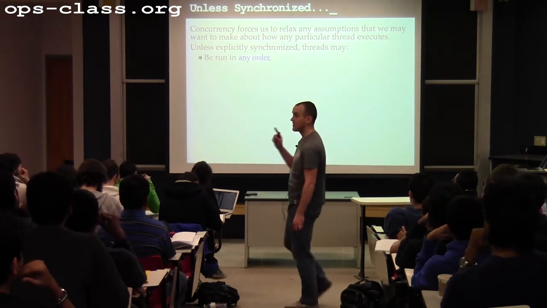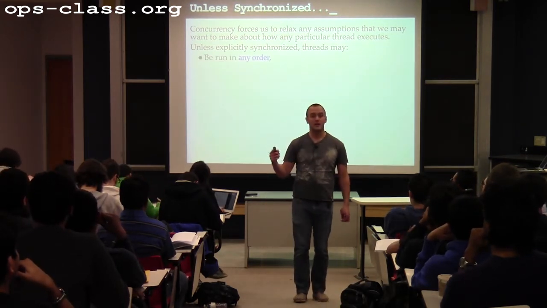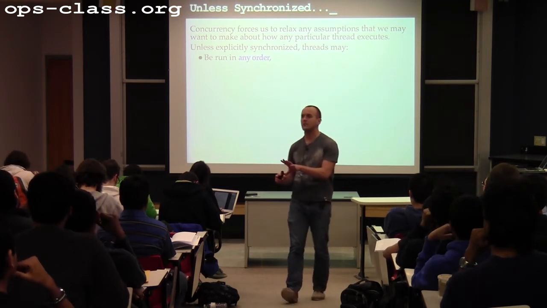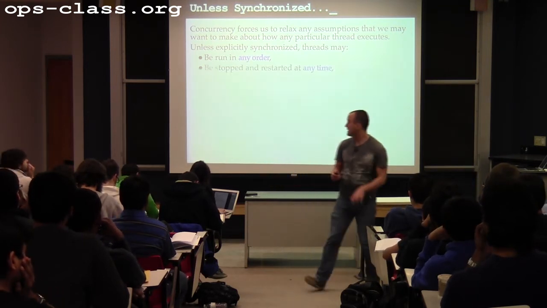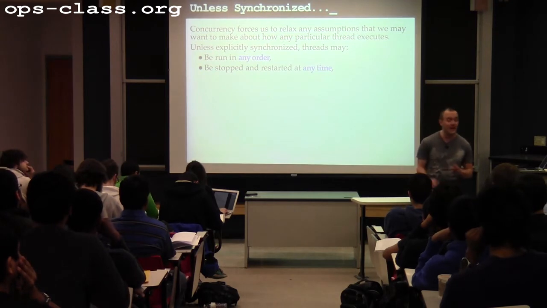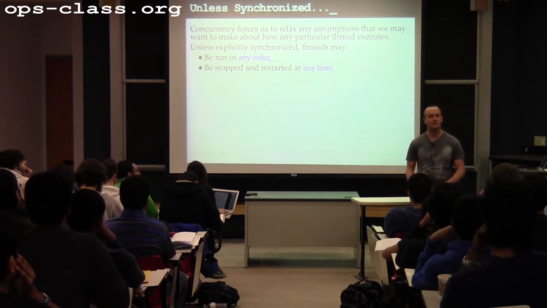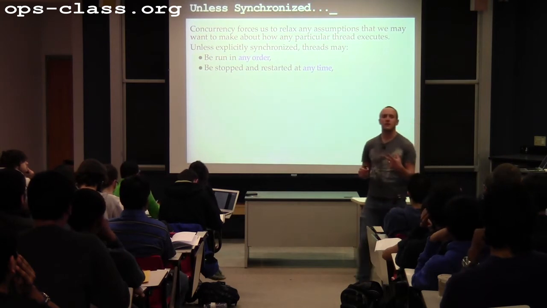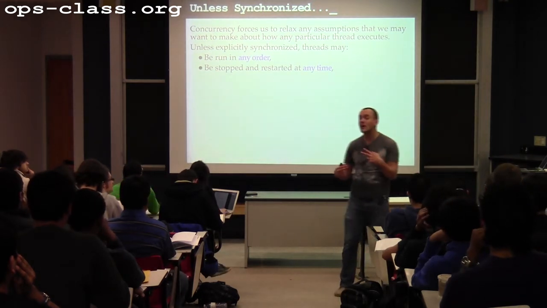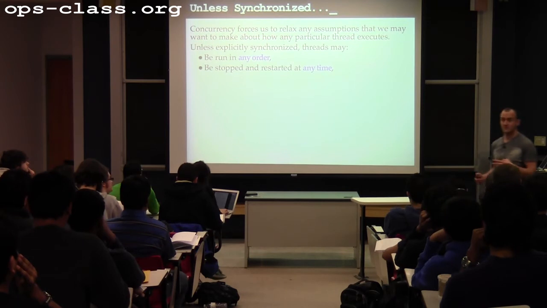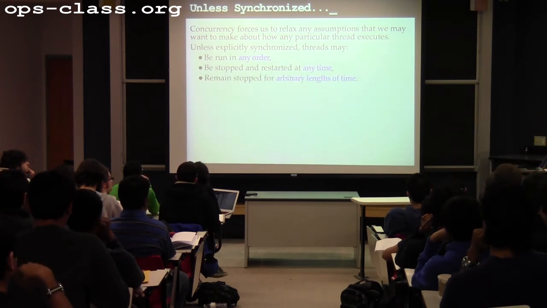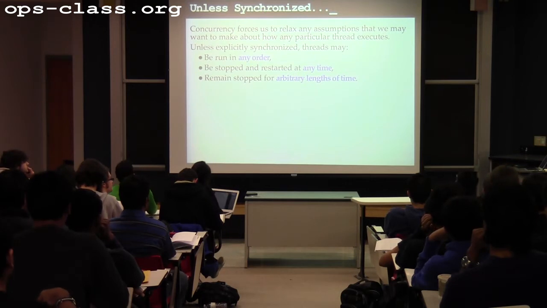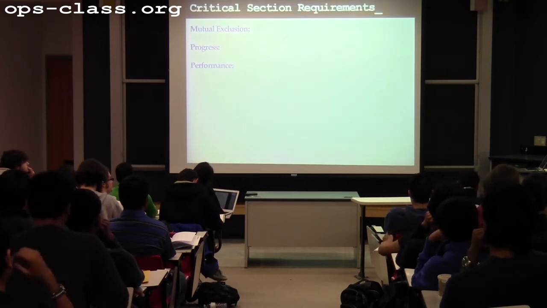Yeah, so the threads could, first of all, run in any order, right? You can't make any assumptions about how the scheduler is going to schedule your threads, right? They can be stopped and restarted at any moment. You can be in the middle of doing something and you can be whisked off the CPU. Somebody else can run, and then later you'll get a chance to run again. And by that point, things may be different, right? And once you're stopped, you could remain stopped for arbitrary lengths of time, right? So unless you do something about it, you have to start living with these new realities.